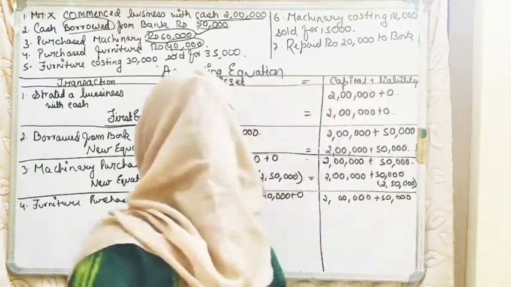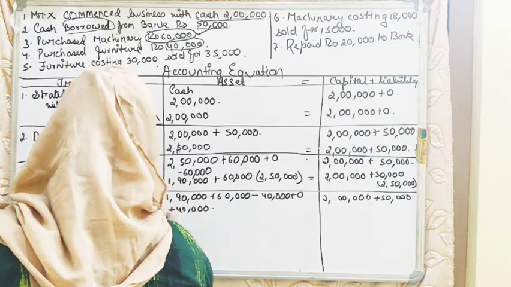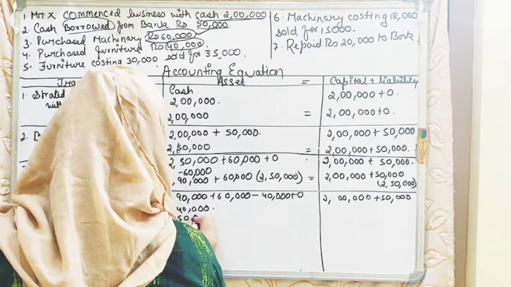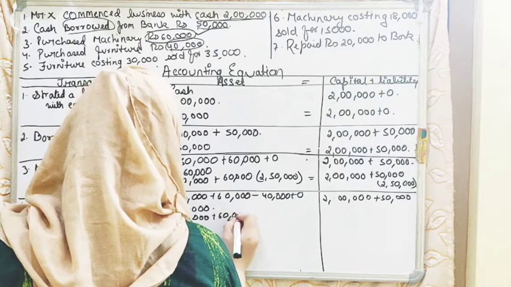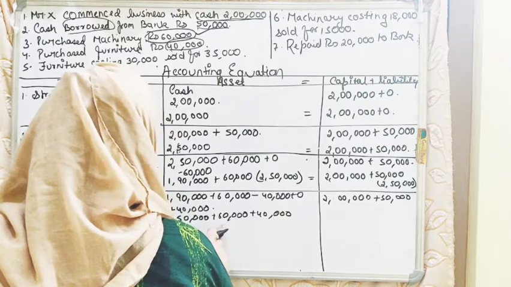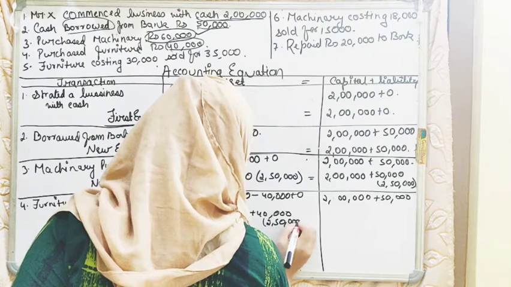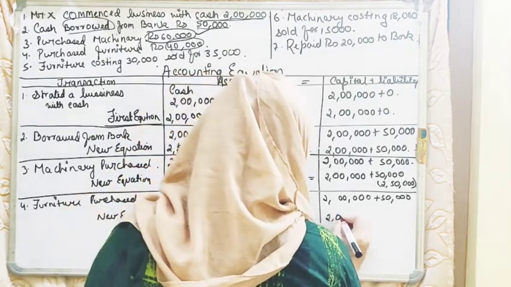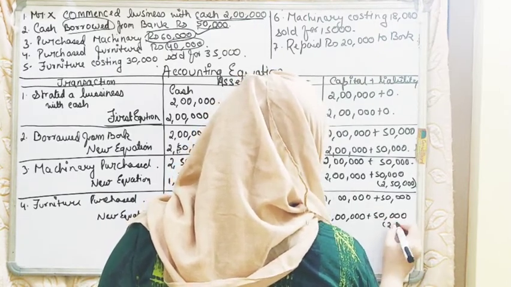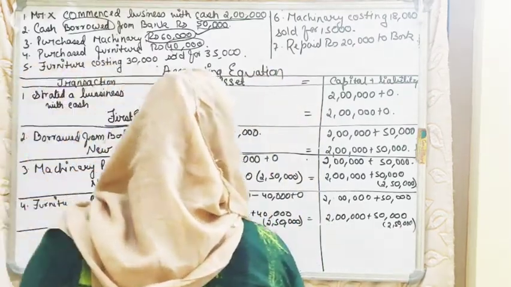So what will be our new equation? That will be 1,90,000. So we'll get 1,50,000 plus 60,000 plus 40,000, which comes to a total of 2,50,000. Here also we'll get an equation of 2 lakh plus 50,000, 2,50,000. So this is your fourth equation.